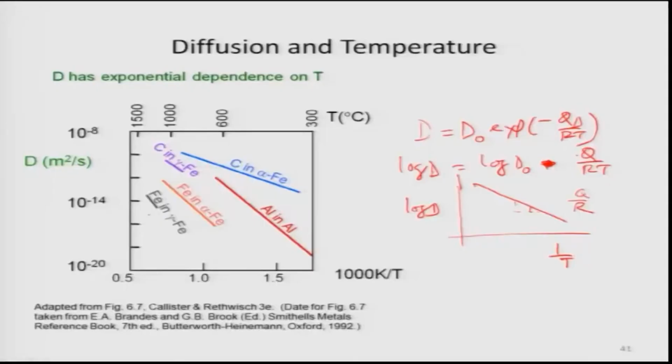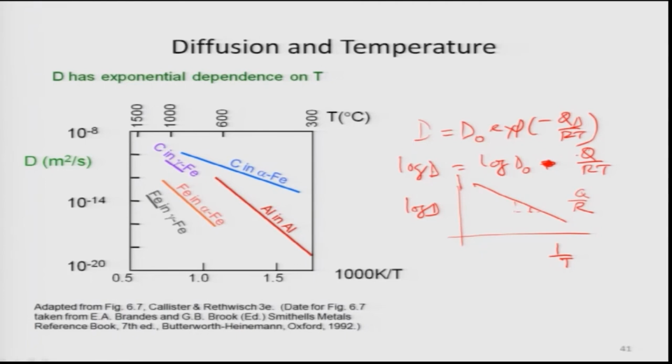Aluminium is even more difficult. Why? Because its slope is still lower. Because aluminium is a self diffusion, and self diffusion is more difficult. Iron in alpha iron is not a self diffusion. You already have carbon, manganese, and so many other things there, so therefore we cannot call it a self diffusion. Okay, so that is taken from Callister.